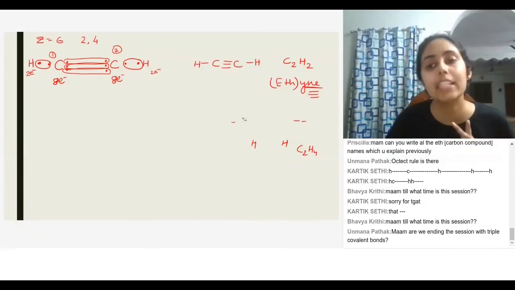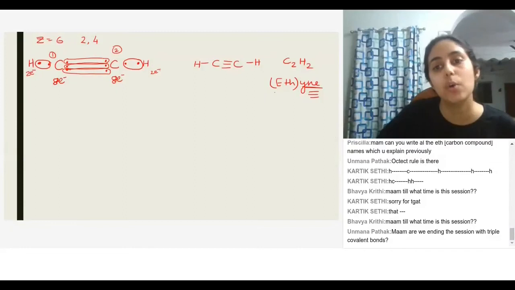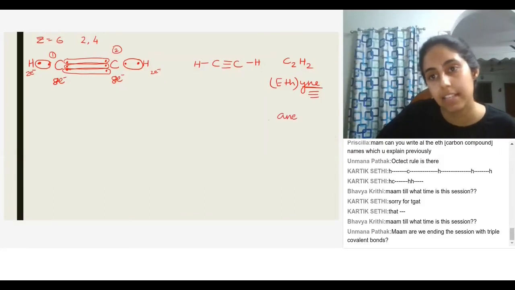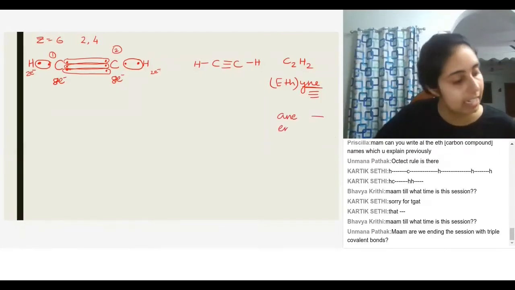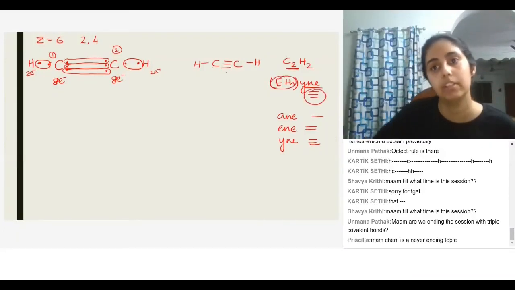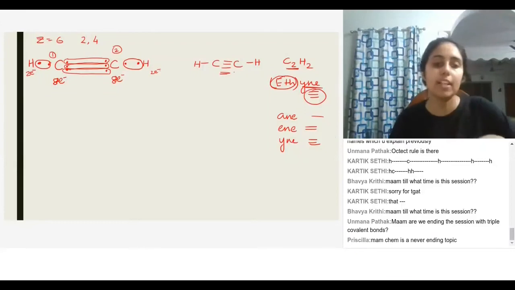So if you guys notice, this structure is called ethyne. If I say ane, it is a single bond. Ene, it is a double bond. Ine, it is a triple bond. Eth, because there are 2 carbons. Ine, because it is a triple bond. Okay. So 4 bonds are not possible.